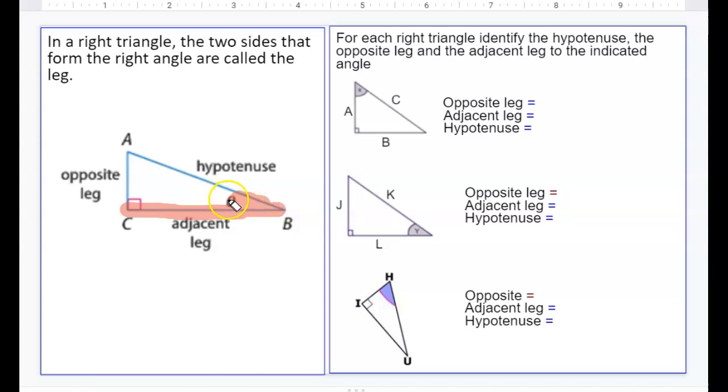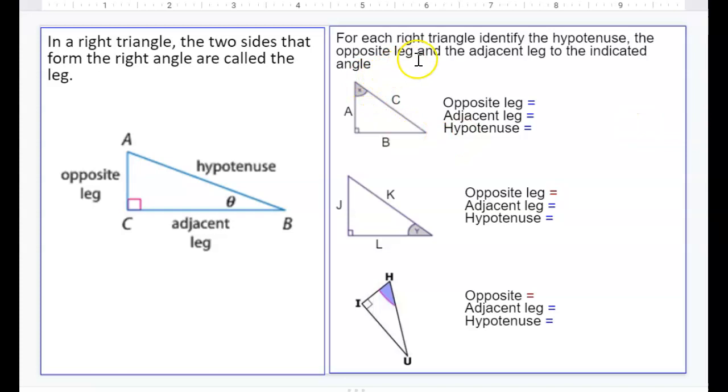Then this side, if you draw like a straight line from that angle of reference straight across, you would hit the opposite side. So from here, that's the opposite side there. You see, the opposite side has nothing to do with this angle. Okay, so that's your opposite side. That's how you identify the sides. Now let's look at these examples here.